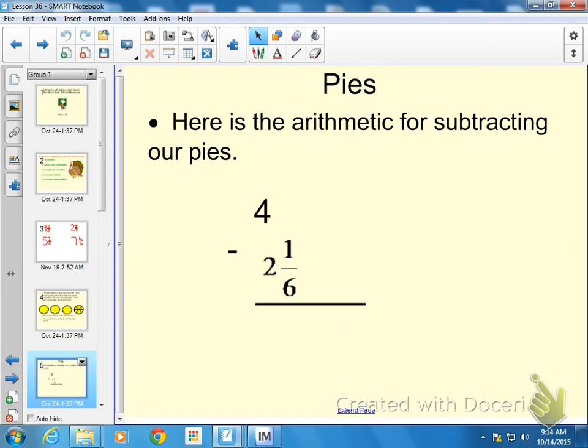Okay, and in arithmetic, here's how we would do this. If I have 4 whole pies, and I'm taking away 2 and 1/6, what I like to do is cut one of the pies into 6. Whatever the denominator is for the fraction that you're working with, I'm going to take one of the wholes and make it 3 and keep my denominator. As long as it's the same on top and bottom, it equals 1 whole.